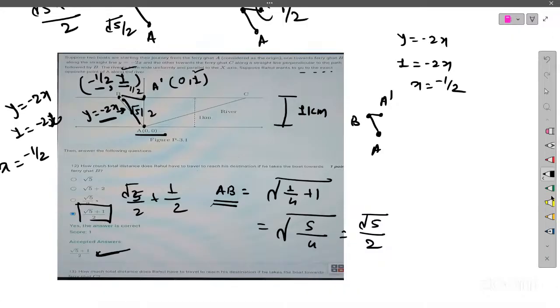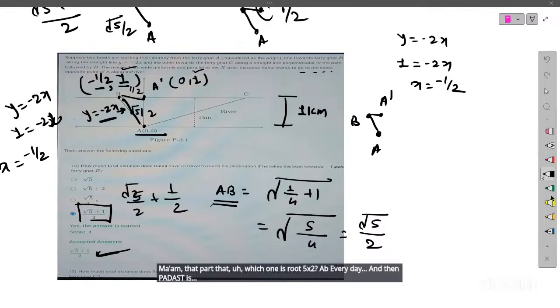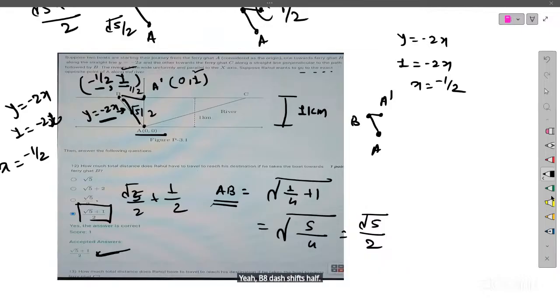Ma'am, which one is root 5 by 2? AB. Just use the AB formula, and then the BA prime formula, BA prime is half. Minus half? No, distance is always positive, so that's why half. Distance is there, na? That's why I won't take minus half.